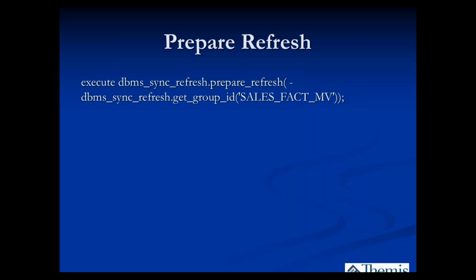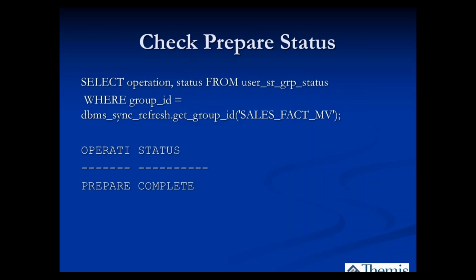Okay, just remember this, the order of these steps is important. If that goes well, we can come out here and check on it. Obviously, if you run that and you don't get an error message, you should feel pretty good about it. But you can go out and check it. There's another data dictionary view here, the user synchronous refresh group status. I can see that it's complete. If it had failed, it would give me a status indicating that it had failed. This is just another way to tell if it went okay.